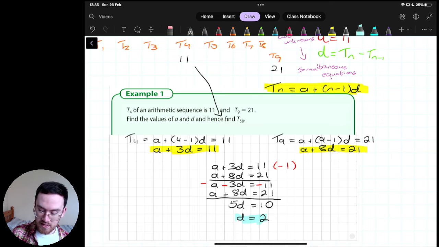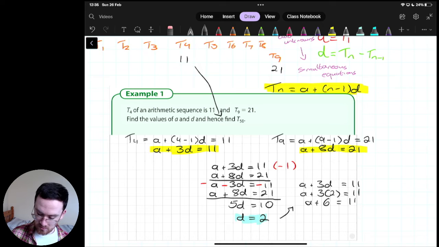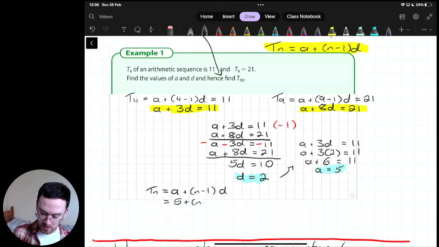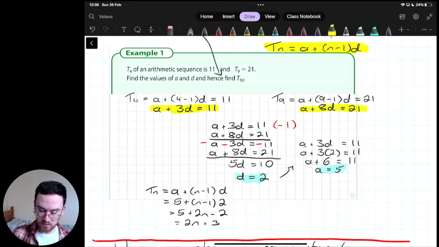Then to find out what a is, we sub back in. a plus 3d is equal to 11. a plus 3 times 2 is equal to 11. a plus 6 is equal to 11. So a is equal to 5. So those are our values for a and d. We maybe just write out Tn. Tn is going to be a plus n minus 1 d. So it's going to be 5 plus n minus 1 times 2, which is 5 plus 2n minus 2, which gives me 2n plus 3 as my overall answer for Tn.